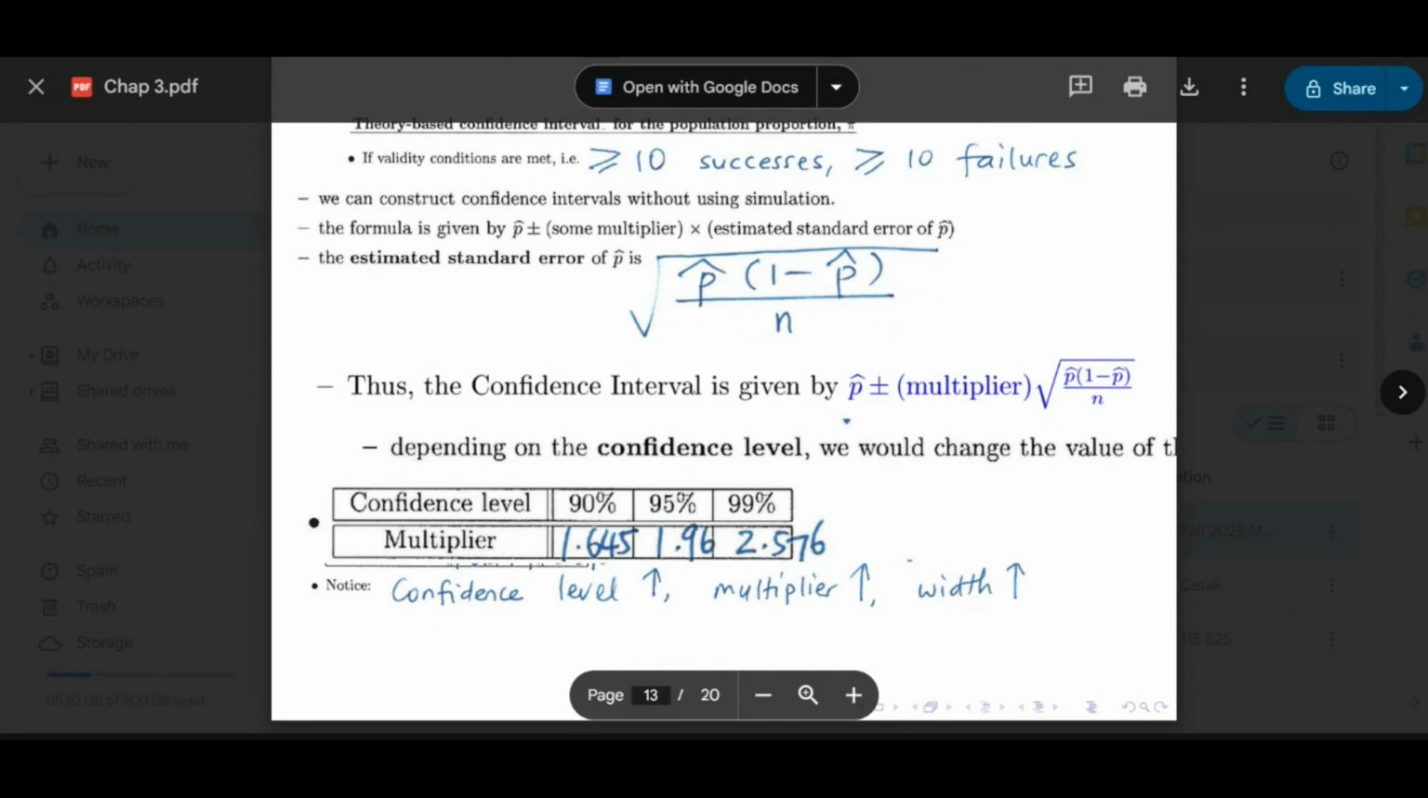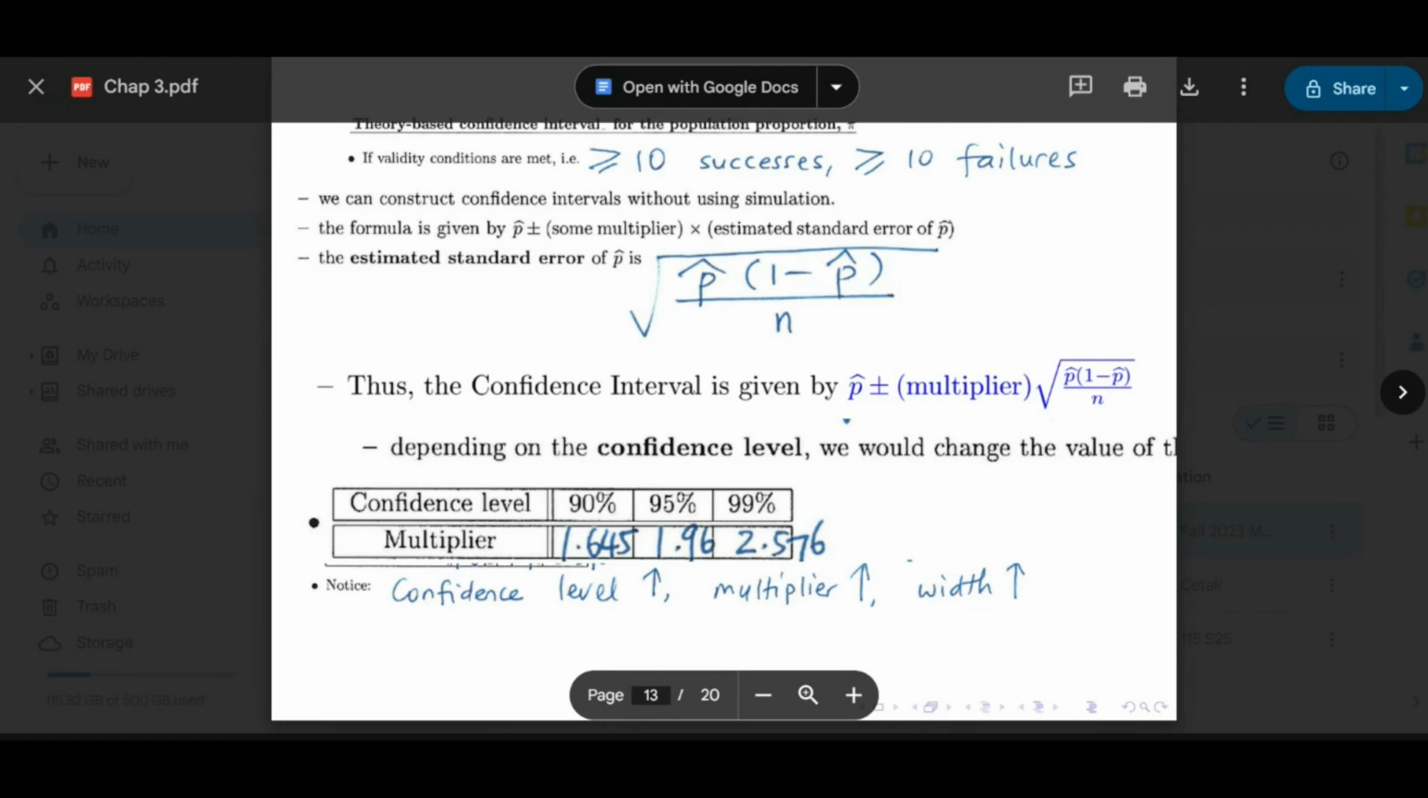Now, I want to ask the class, this together with this, the multiplier times this thing, does anyone remember what that's called? It's 3 words. Yes. Very good. The margin of error, MOE. This thing is called the margin of error. This thing is called the standard error. So lots of errors. This is called the standard error of p hat. This whole thing together with the multiplier is the margin of error.